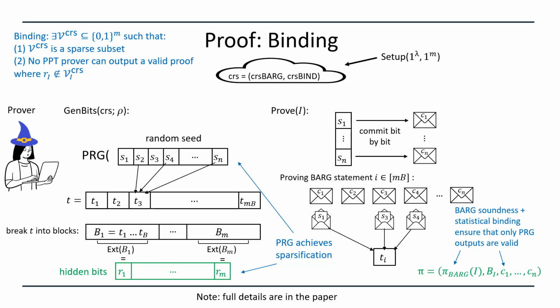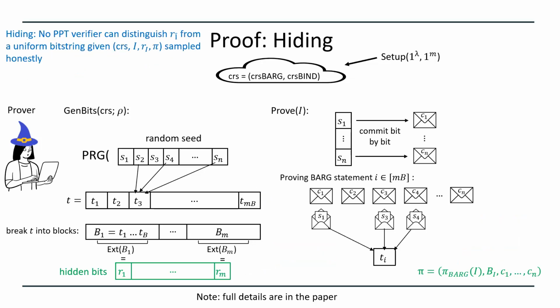So that's binding. Hiding says that no efficient verifier can distinguish the unseen hidden bits from uniform given its view of the honest prover. So the way we're going to try and show this is basically show that the unrevealed blocks, B_I complement, all have some sufficiently high entropy, because if this holds, then the extractor will give us the desired result.